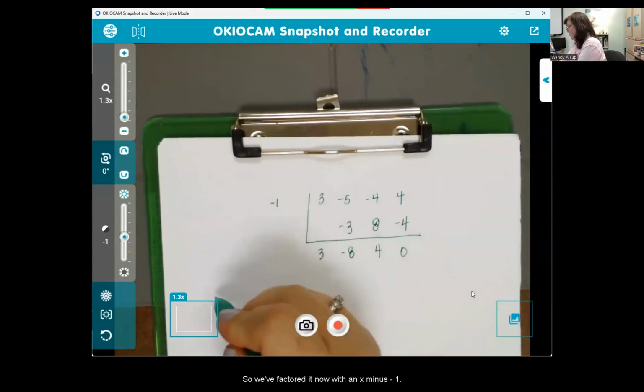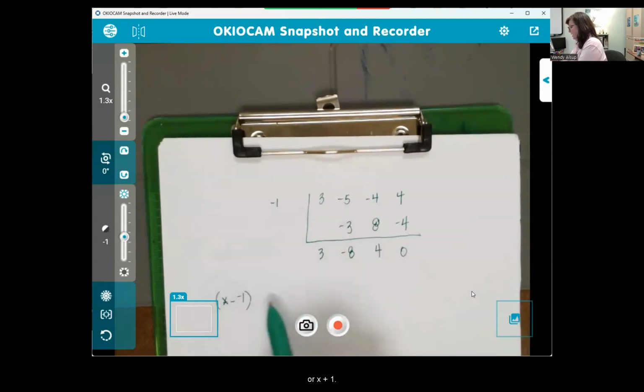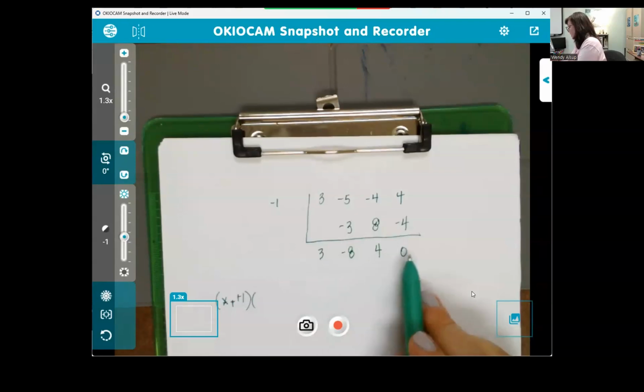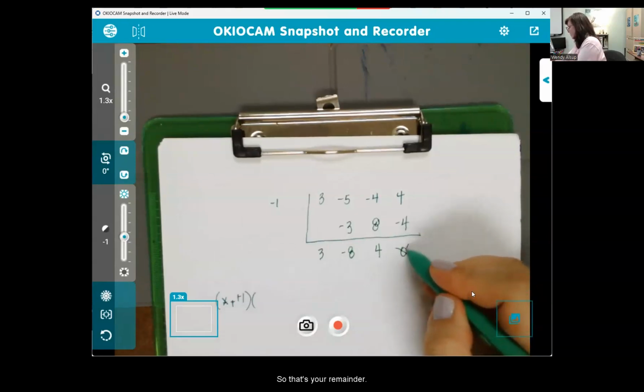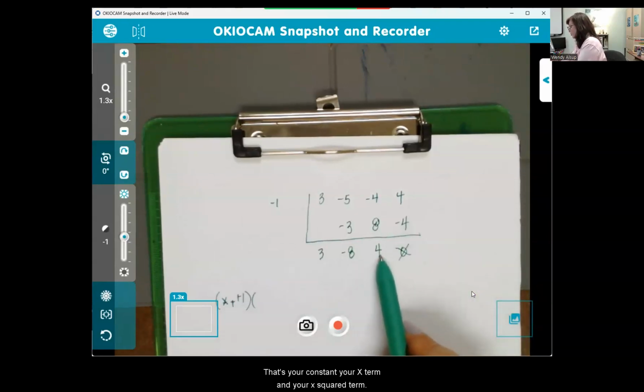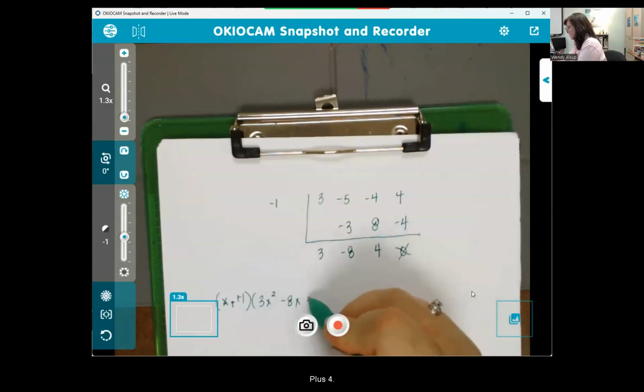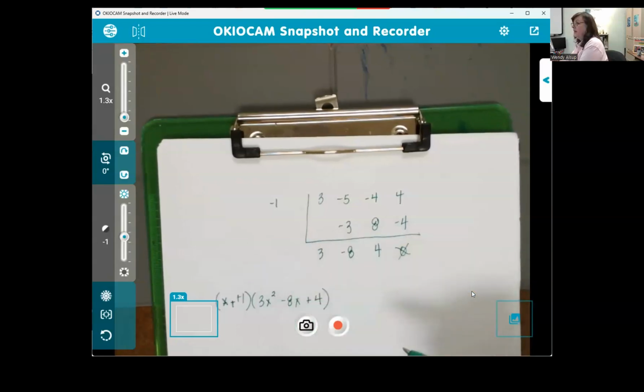So we factored out an x minus negative 1, or x plus 1. And what's left is this. That's your remainder, 0. That's your constant, your x term, and your x squared term. So 3x squared minus 8x plus 4. Okay. Now we need to finish factoring.